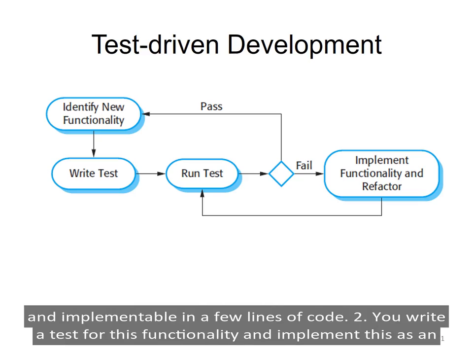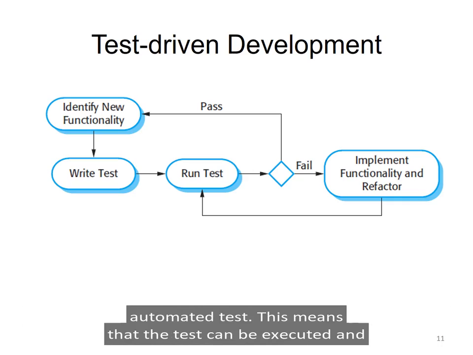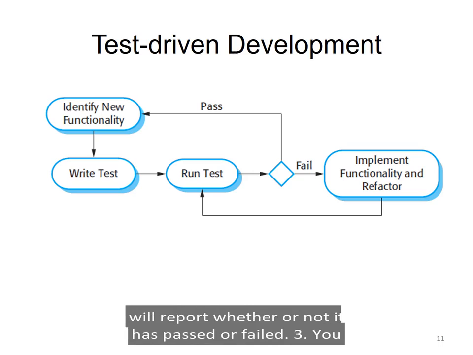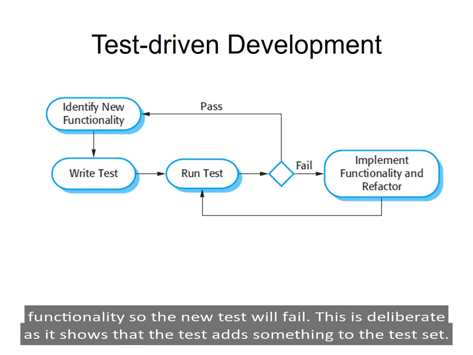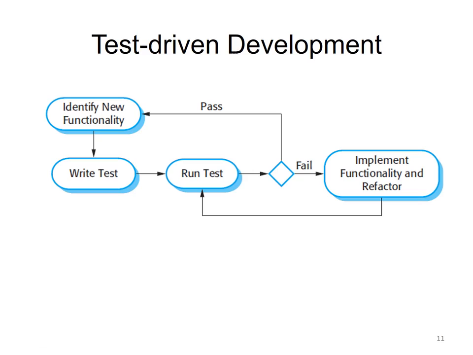You write a test for this functionality and implement this as an automated test. This means that the test can be executed and will report whether or not it has passed or failed. Number 3. You then run the test along with all other tests that have been implemented. Initially, you have not implemented the functionality, so the new test will fail. This is deliberate as it shows that the test adds something to the test set.